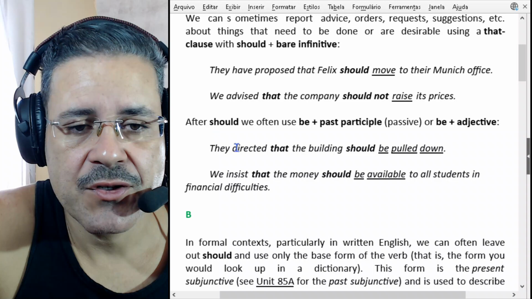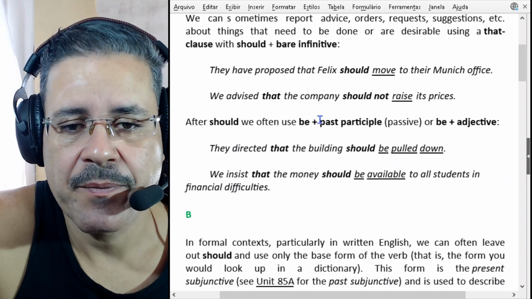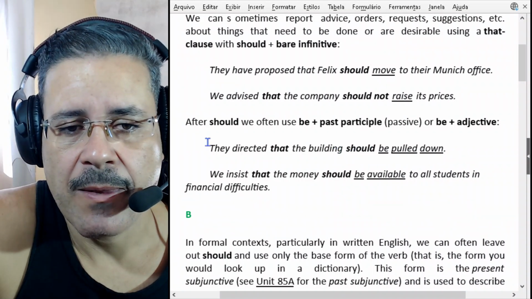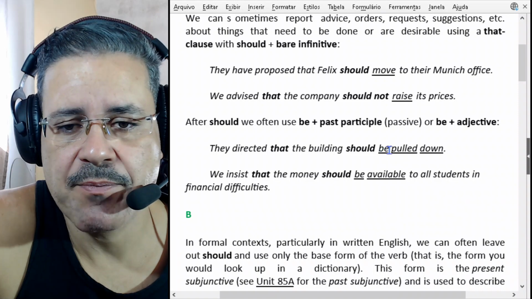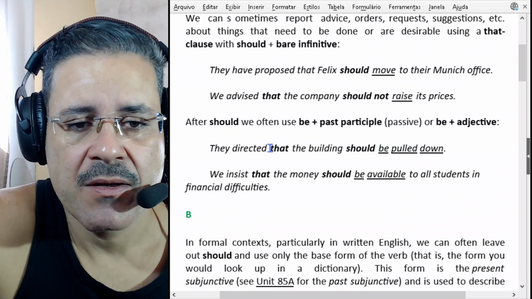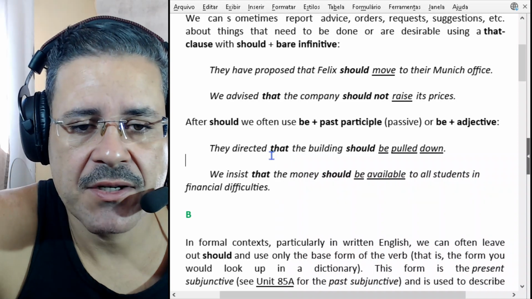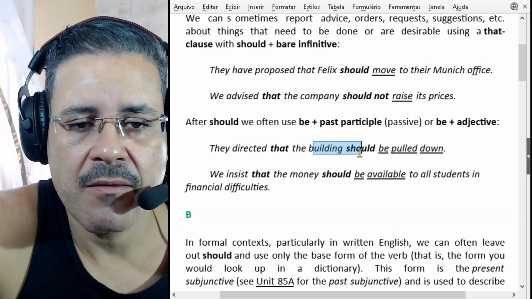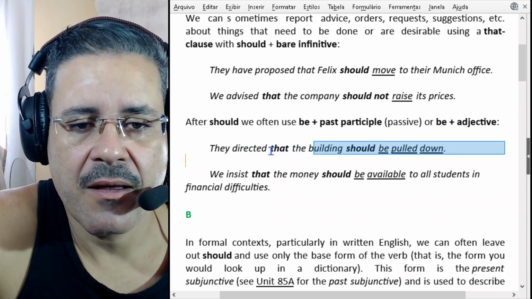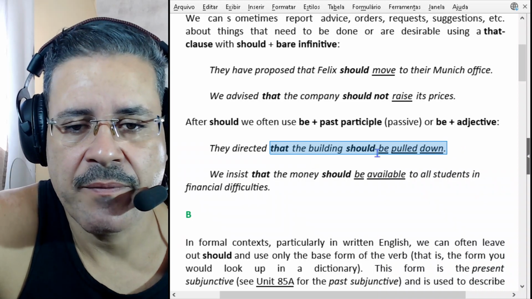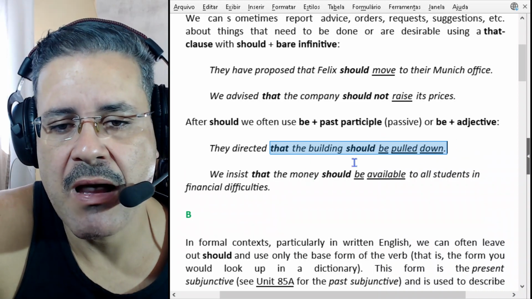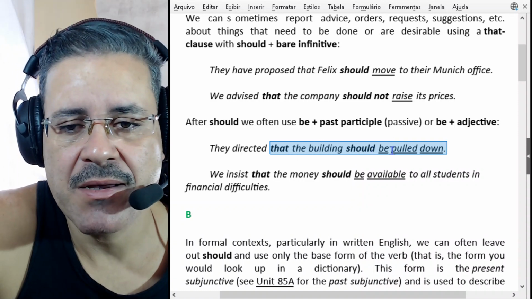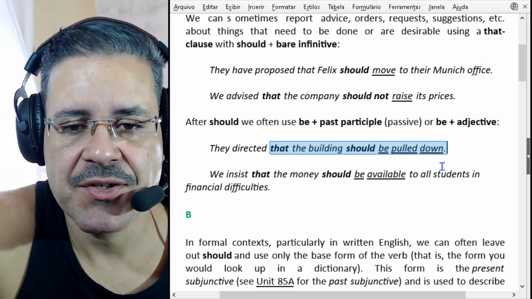Okay, after should, we often use be plus past participle. So we've got should, the verb to be plus past participle. So they directed that the building should be pulled down. So we've got inside that clause should plus be plus past participle, or be plus adjective in the second example.